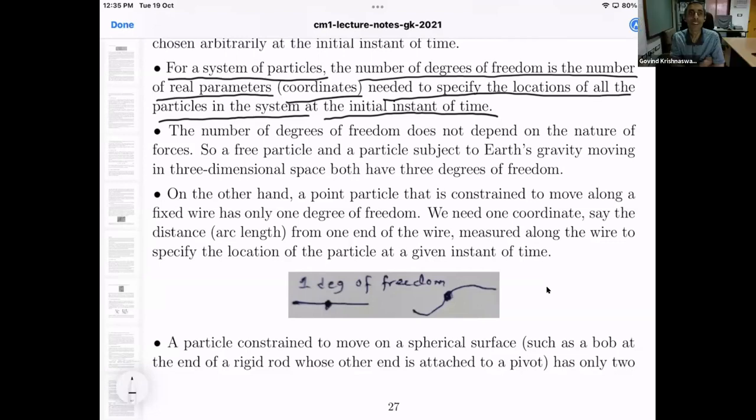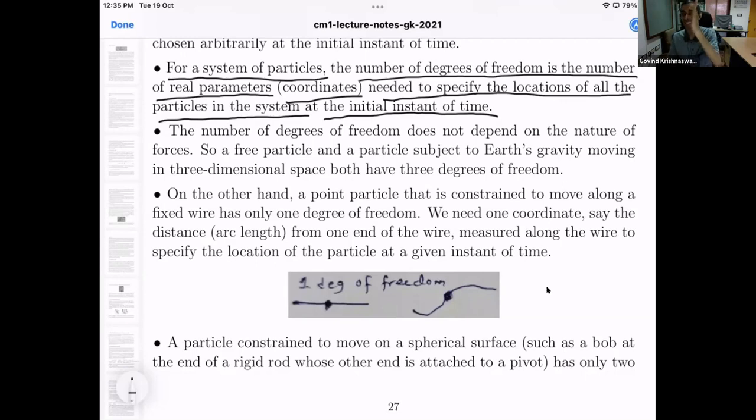Yeah, after all, for the number of coordinates needed, each of the coordinates gives you an independent direction in which the particle can move. So they are sort of synonymous. It will give you the same answer. I slipped into that kind of terminology. Perhaps I should not have.